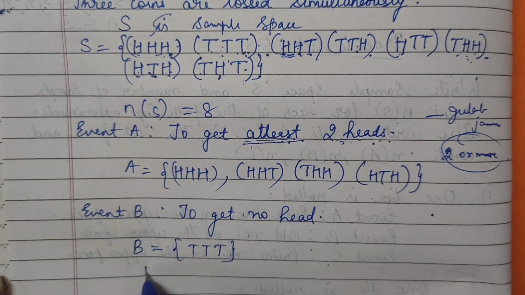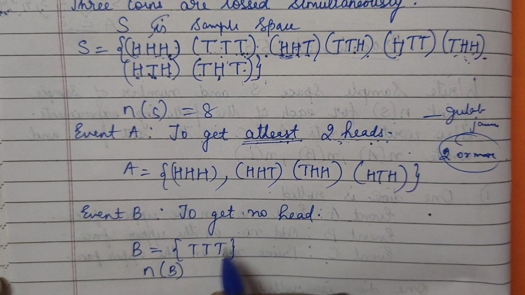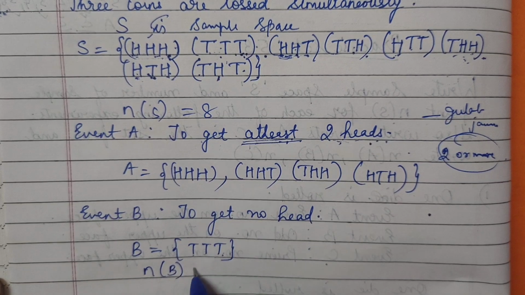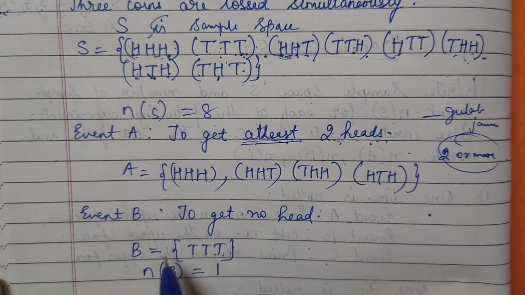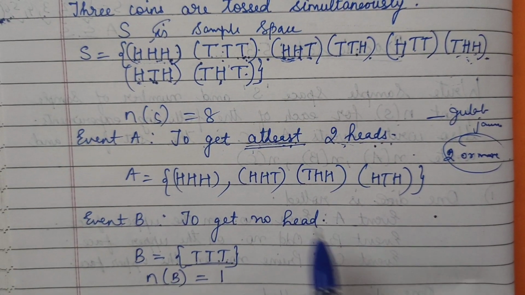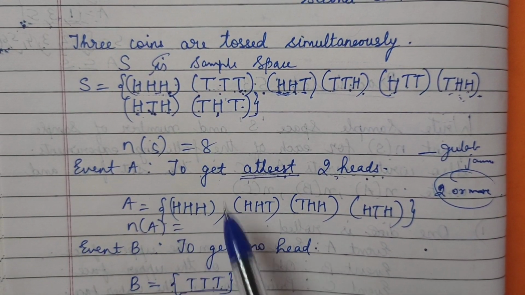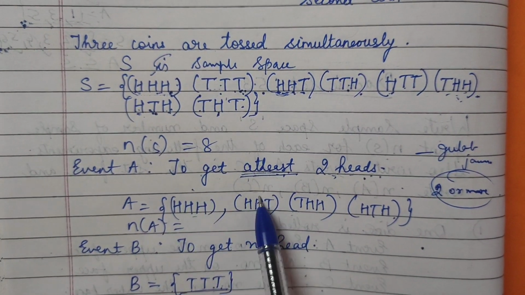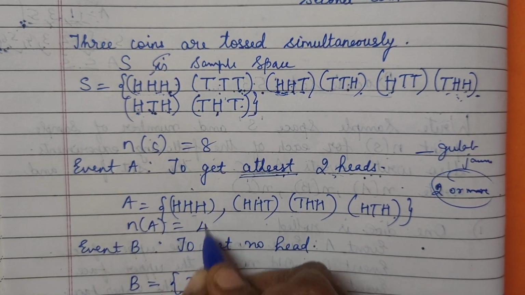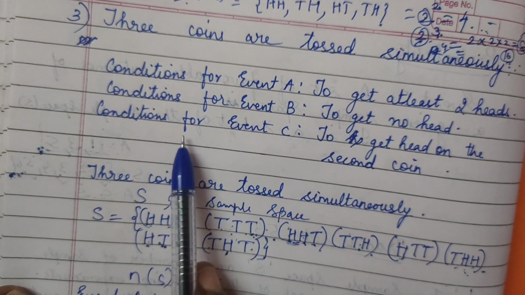So what is n of B? So we have written B is triple T, where we don't have any head at all. So n of B is 1. एक ही है. Okay, now see, I haven't written n of A, so I'll write it here. How many outcomes are here? 1, 2, 3, 4. So n of A is 4. I hope now it's very clear for you. Let's go for the next event.